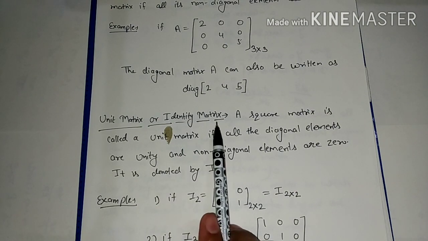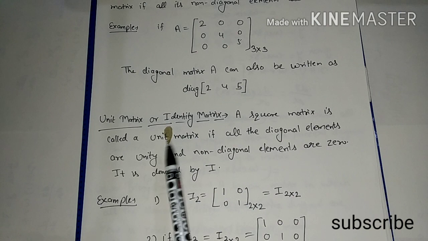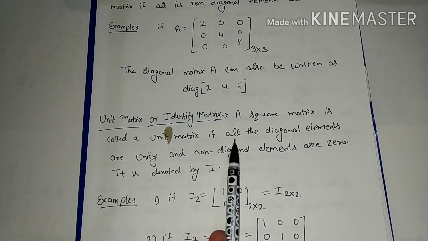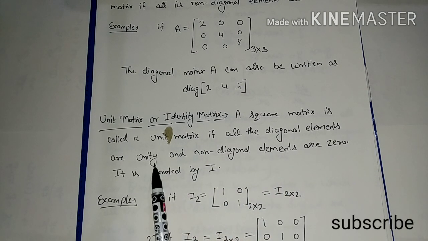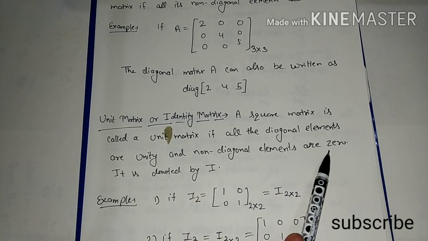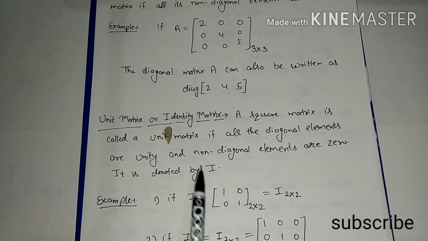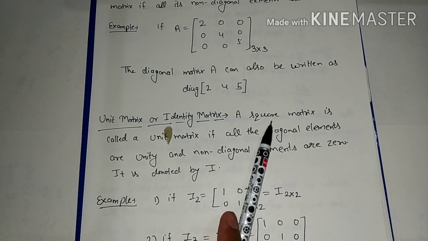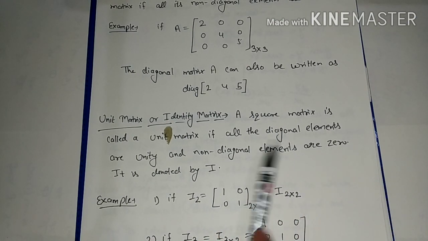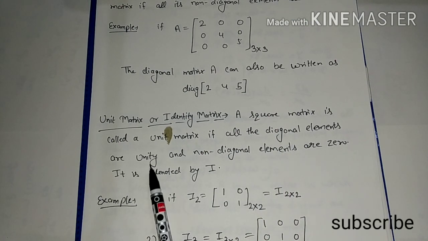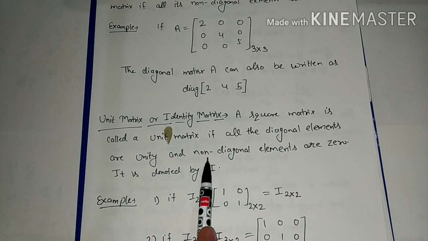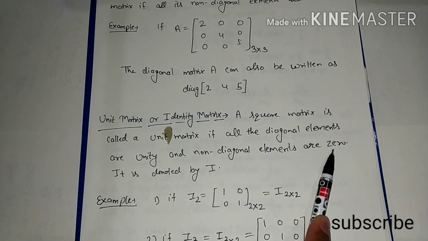Unit matrix or identity matrix. A square matrix is called a unit matrix if all the diagonal elements are unity and non-diagonal elements are 0. It is denoted by capital letter I. A unit matrix must satisfy the first condition, a square matrix. Second condition, all the diagonal elements are unity, must be 1, and non-diagonal elements are 0.